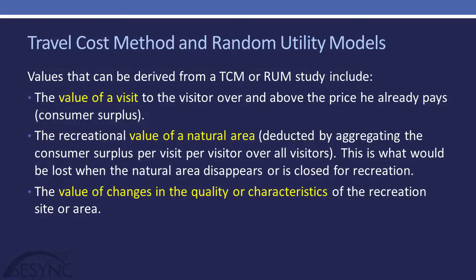We need to get travel costs and expenditures again. We need to get environmental quality measures at each site. And again, we need demographic information, income being another important variable. Survey data, expensive. What can we do?